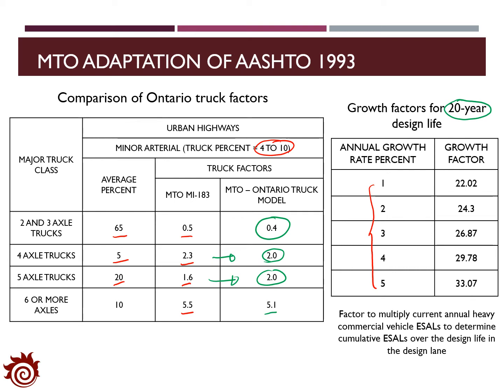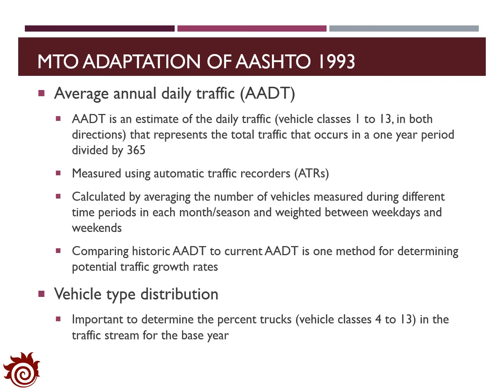33.07. For the design of the flexible pavement in Ontario, we also need to consider the average annual daily traffic, AADT. As we defined previously, AADT is an estimate of the daily traffic, and usually is measured as the total traffic that occurs in 1 year period divided by 365 days. This value includes the vehicle classes from 1 to 13 in both directions of the road.